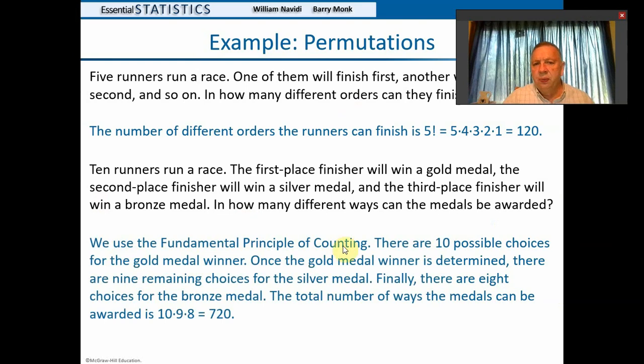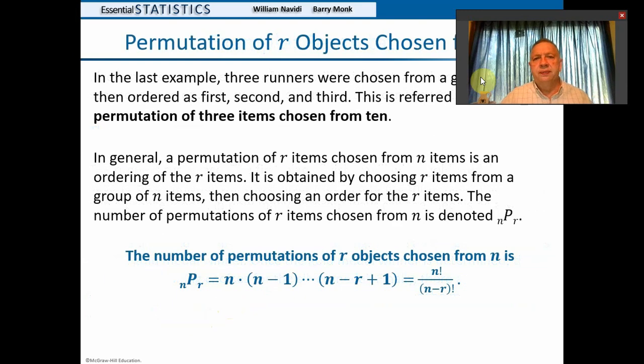So we use the fundamental principle of counting: 10 possible choices for the gold medal. Once the gold medal winner is determined, there are 9 remaining choices for the silver, and then 8 remaining choices for the bronze. This is the easiest way to do this when things are ordered: just counting out. You can't repeat things, and you just go 10, 9, 8. So it would be 720 ways.